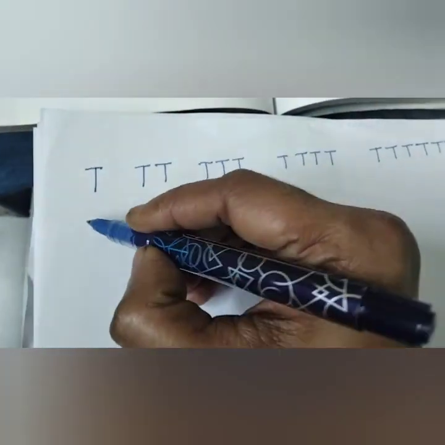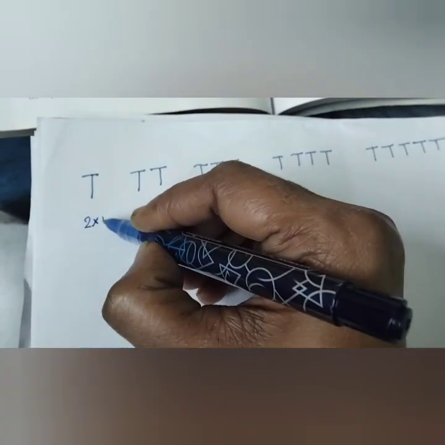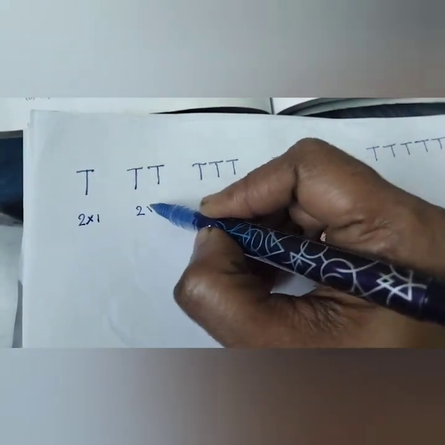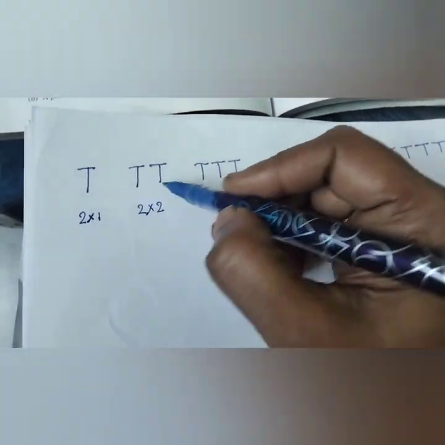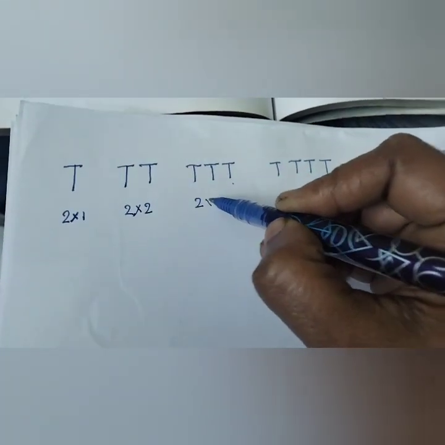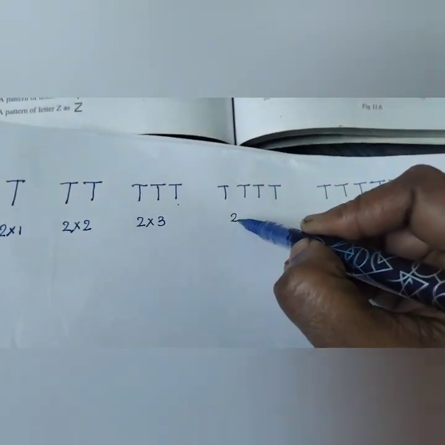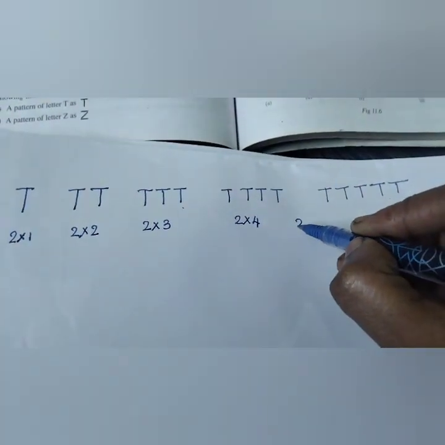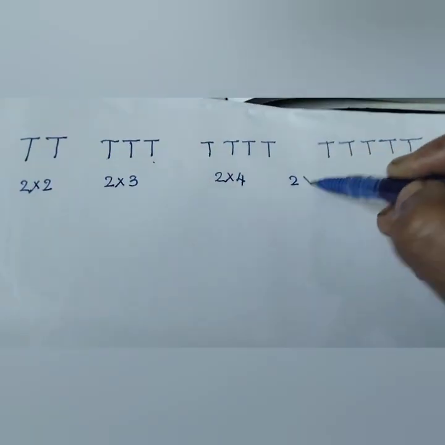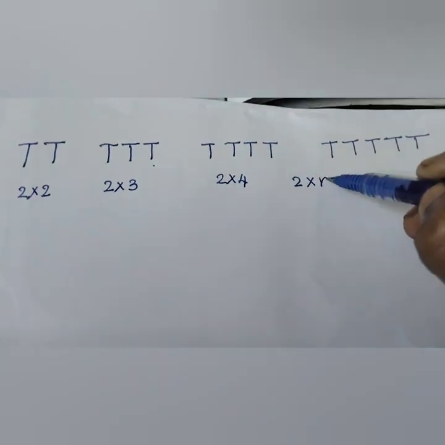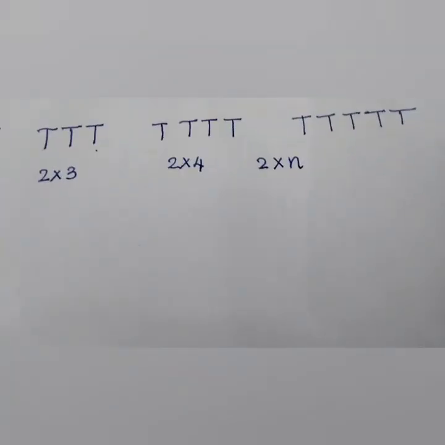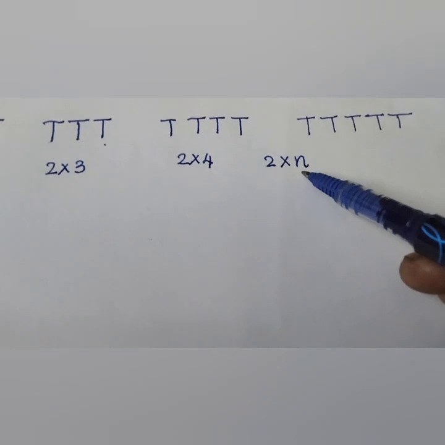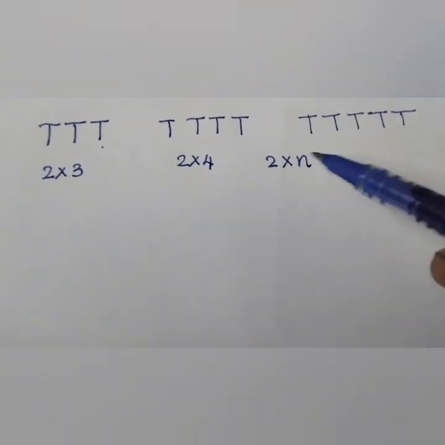So what is the pattern going on here? The pattern here is 2 for one T and 2 into 2 for two T's, 2 into 3, 2 into 4. So what is the pattern going on? It is 2n for n number of T's. So we write 2n for n number of T's.